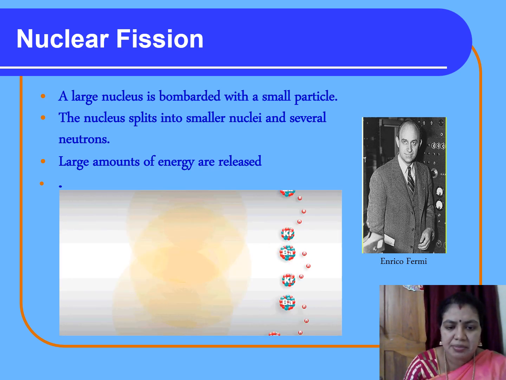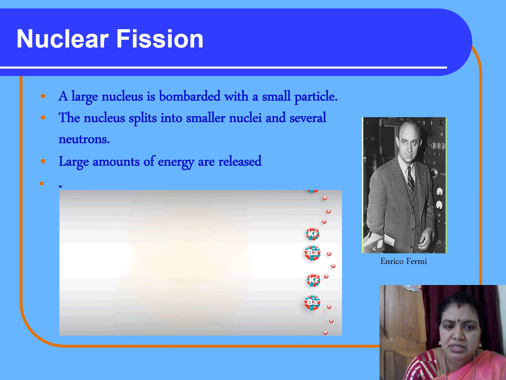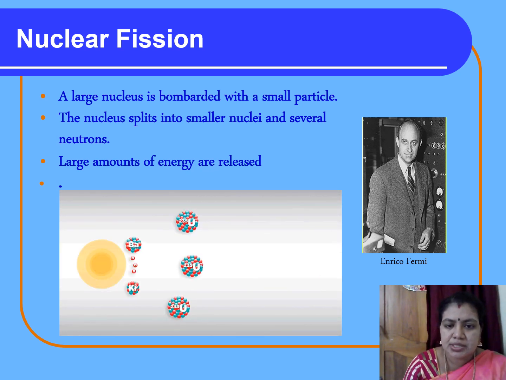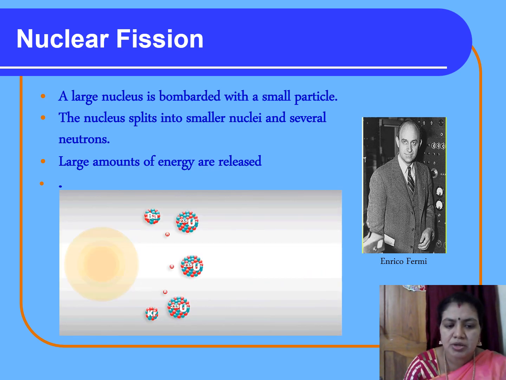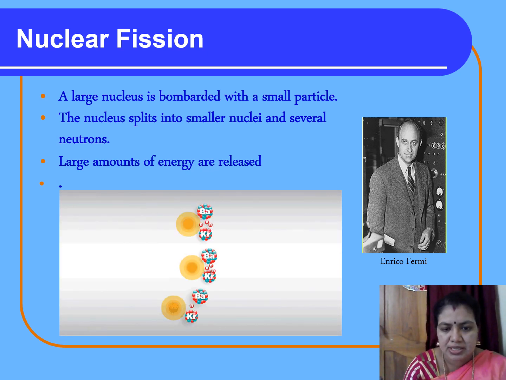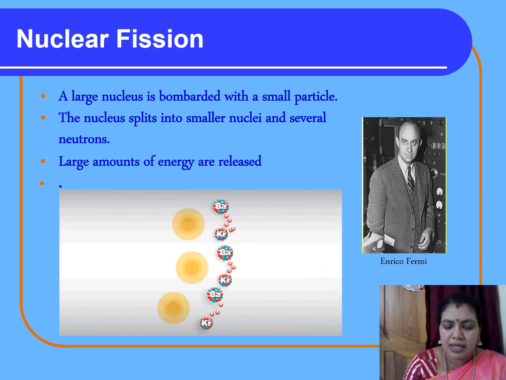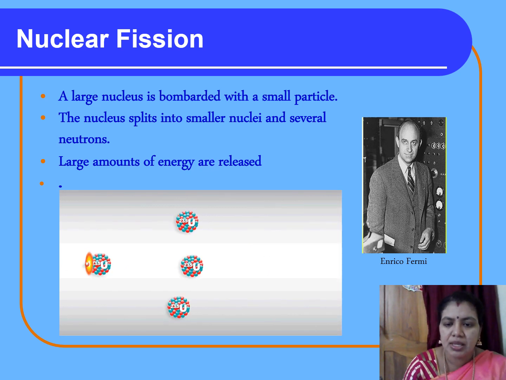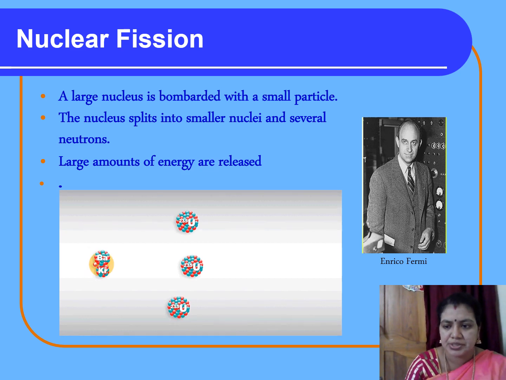So the beautiful animation describes the fission reaction of uranium. Uranium is the large nucleus which gets bombarded with a small particle which is nothing but neutron, as a result of which uranium gets fragmented into two other smaller nuclei and several neutrons, and a large amount of energy gets released. So this is how we define nuclear fission. And it is Enrico Fermi, the person behind the discovery of nuclear fission reaction.